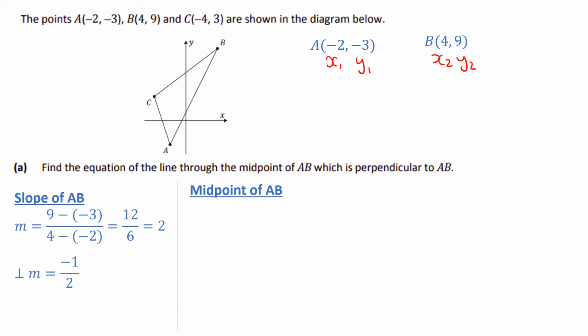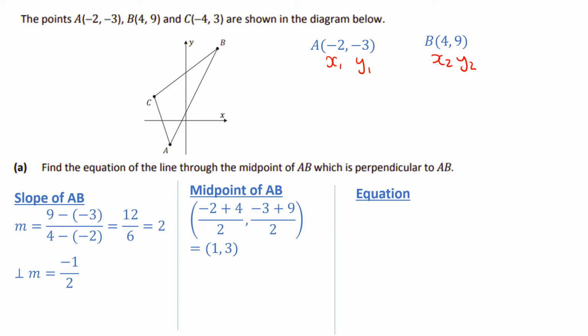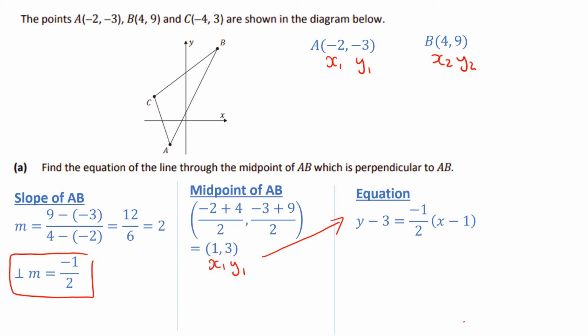I then get the midpoint of AB, which is minus 2 plus 4 over 2, and minus 3 plus 9 over 2, which simplifies to 1, 3. So then I work out my equation. My equation is y2 minus y1 equals m times x minus x1. Now for this equation, I'm using this as my m, and this is my x1, y1. So that's my y minus 3 is equal to minus a half times x minus 1.